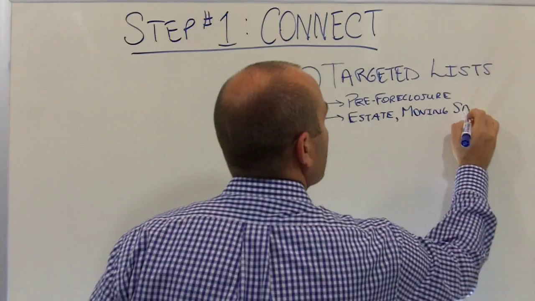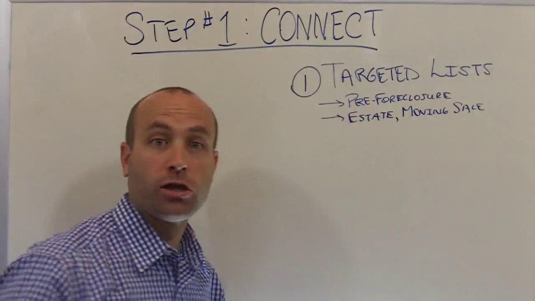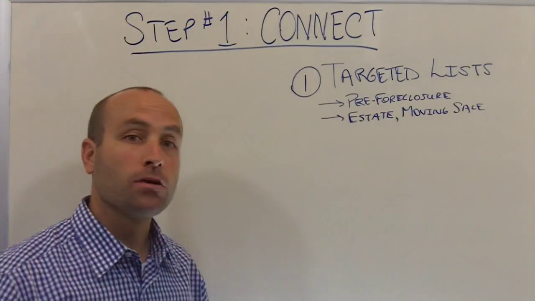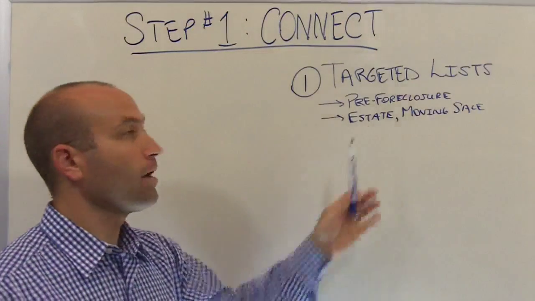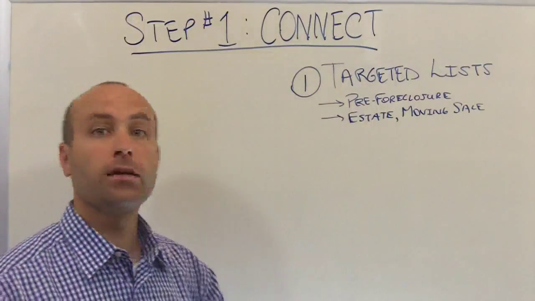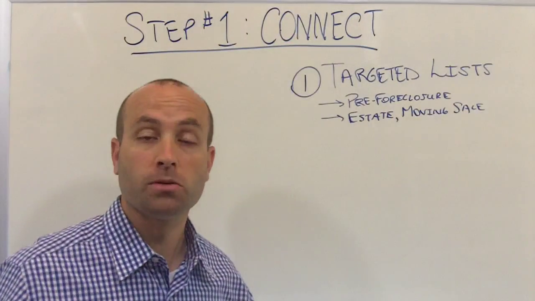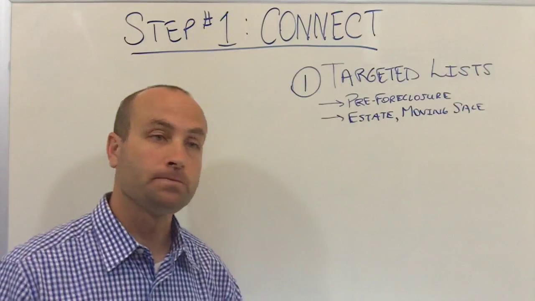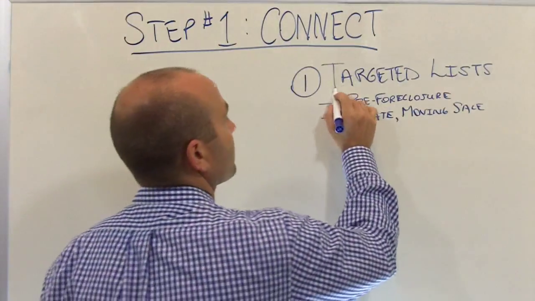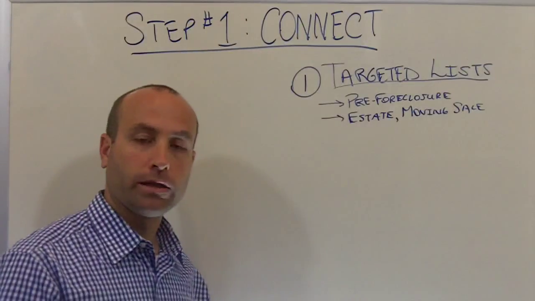Another one would be like an estate sale or a moving sale. These are usually in the form of almost like garage sale ads on the weekends. But people that are moving or people that are having an estate sale, that could lead to the person who owns the property and potentially a motivated seller. So, targeted lists. Now, how would you target these people?